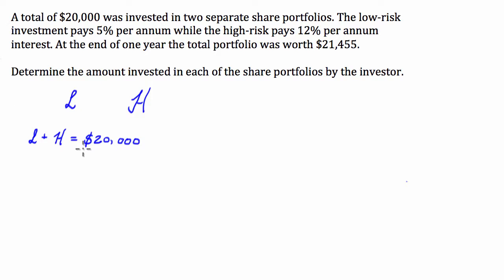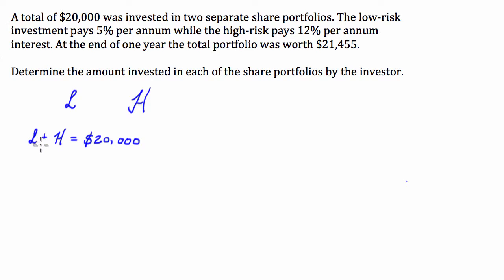Cool. So what we now have to do is find another equation, because we have two variables that we need to solve for, so we're going to need at least two equations. Over the year, we're going to add 5% interest to the low risk portfolio and 12% interest to the value of the high risk portfolio. Once we've summed those two together, we've got a total portfolio value of $21,455.